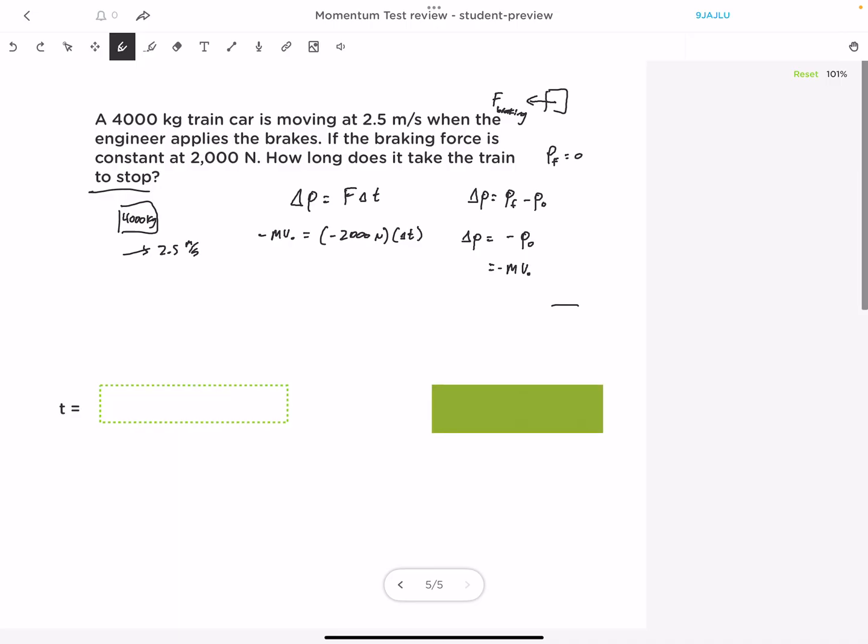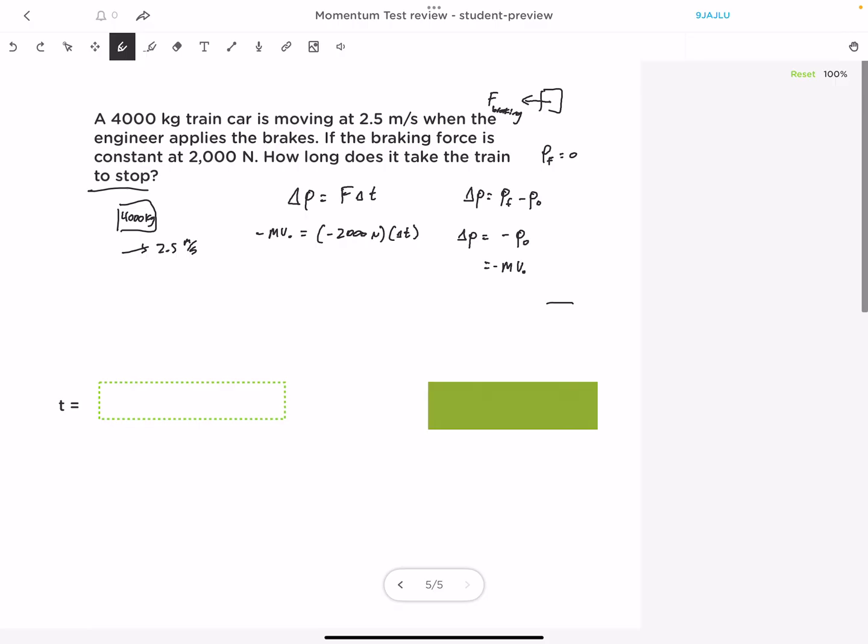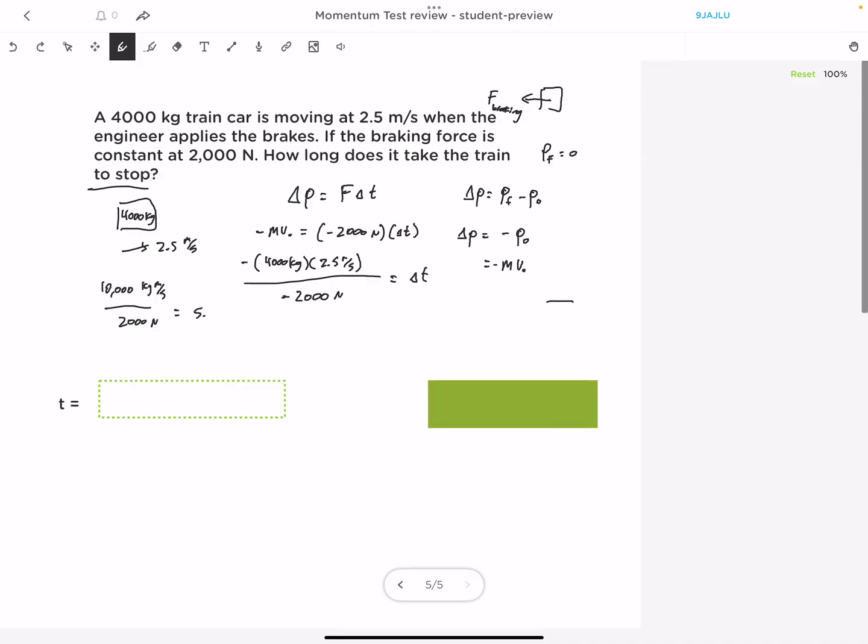Let's just do the math. We have to solve for the time period, so we divide the momentum of the cart by the force. Let's write this out: 4,000 kilograms times the velocity of the cart, 2.5 meters per second, divided by negative 2,000 newtons, equals the time period. 4,000 times 2.5 is 10,000 kilogram meters per second. Divide that by 2,000. I'm just ignoring the minus signs because a negative divided by a negative is a positive. So here we have 5 seconds, 5.0 seconds.